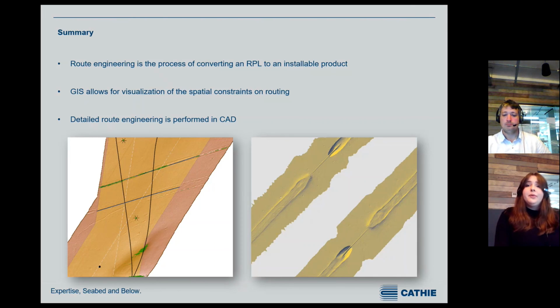So in summary, route engineering is the process of converting an RPL to an installable product, which accounts for the cable design parameters and nearby spatial constraints. The route is kept as short as is feasible to minimize costs.